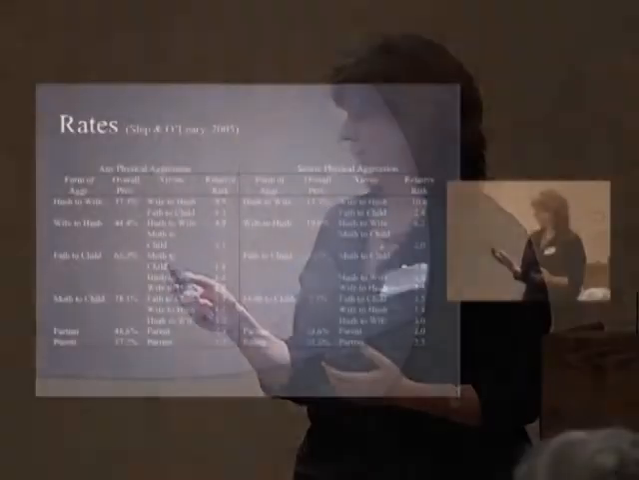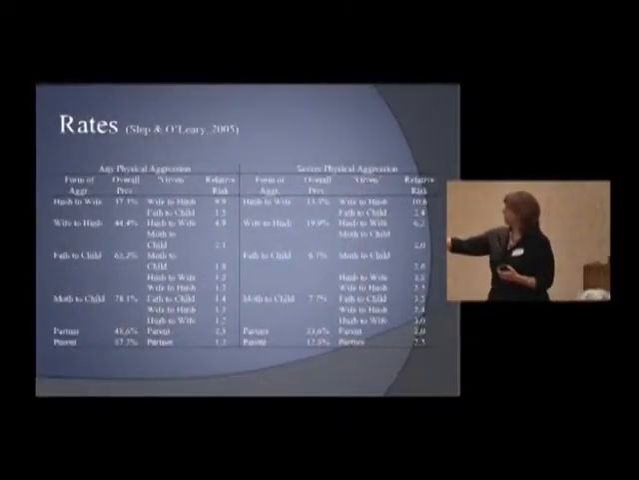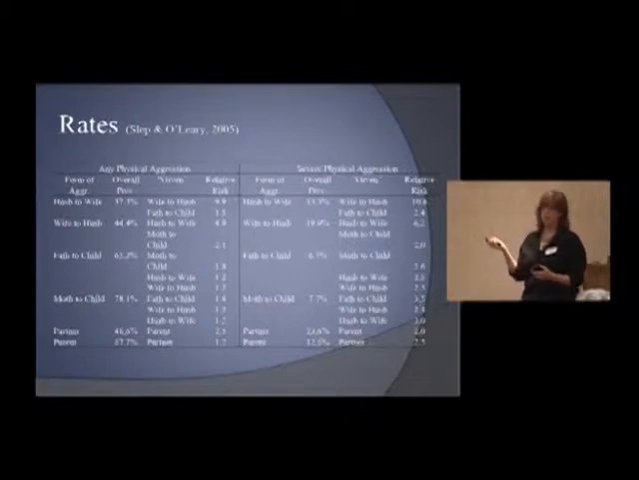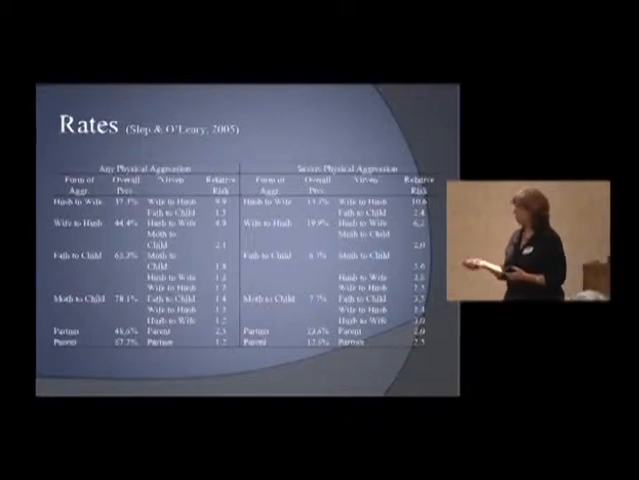So these are the rates of aggression we got. This column over here is any physical aggression, so that includes corporal punishment for the parent to child, and it includes things like pushing and slapping for the partner. Over here is severe. So this is more kicking, punching, throwing a child down, choking. These rates are substantially higher than what has been found in most of the surveys.